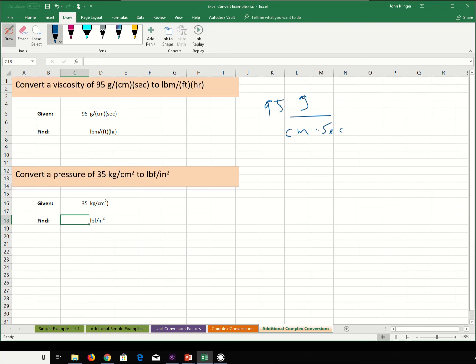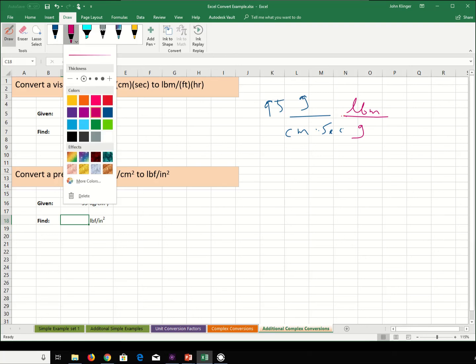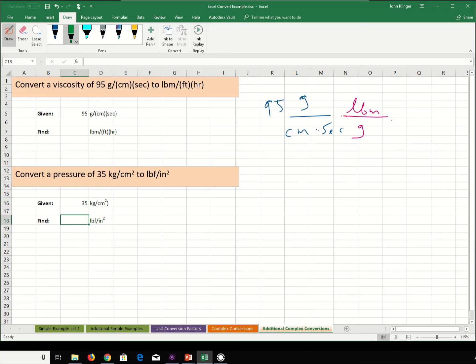Well, this is going to take a little bit more to do, and I want to get pound mass. So the first thing I'm going to do is multiply it times something that gets rid of my grams. So I want that in the denominator, and I want pound mass in the numerator. Now I'm going to multiply that and get rid of the centimeters. I don't want the centimeters in the denominator, so I'm going to put the centimeters in the numerator, right? So that will cancel off. In the denominator, I want feet.